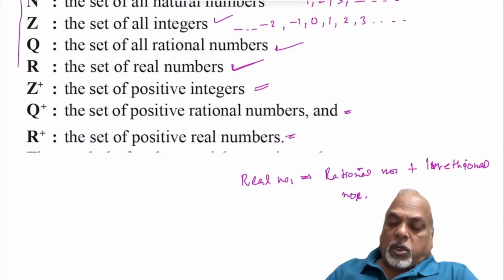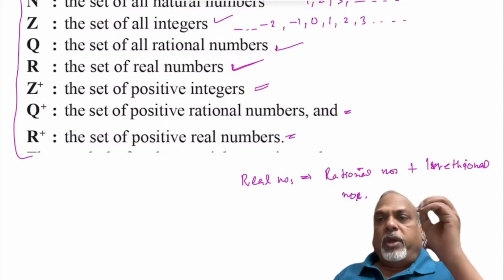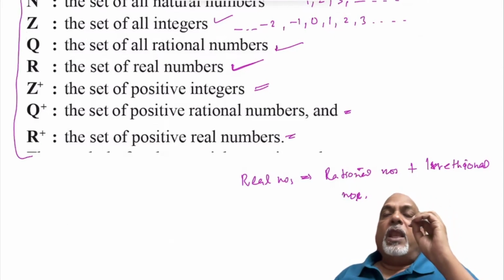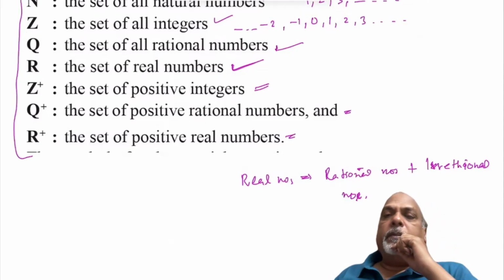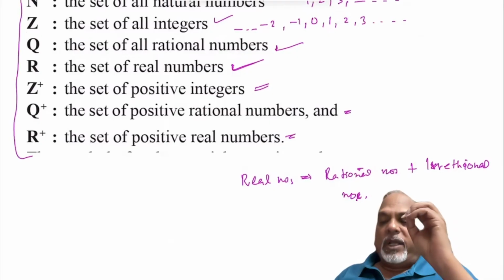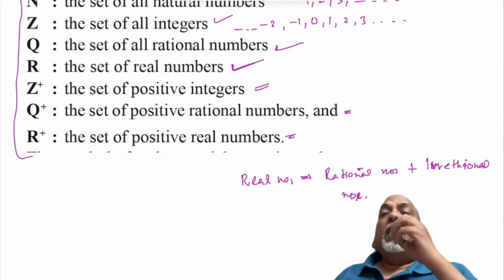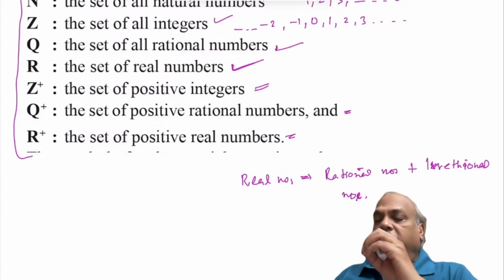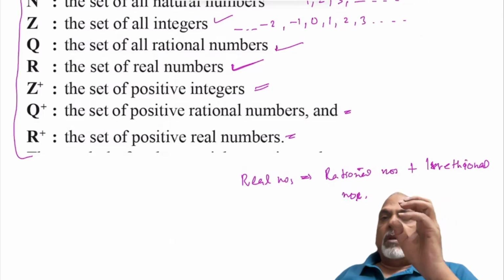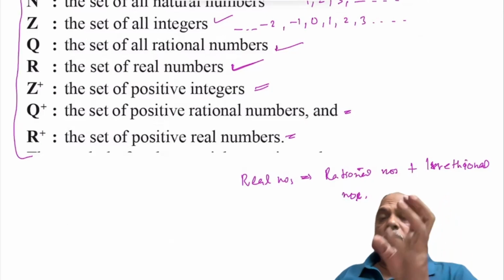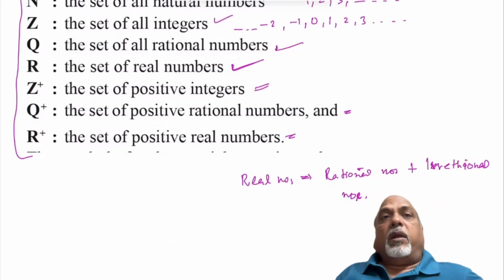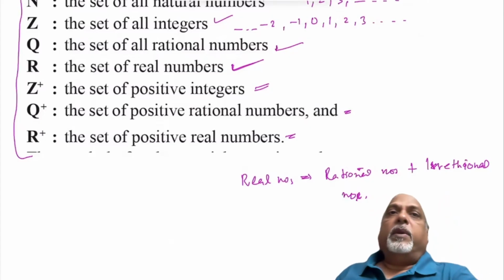Just you have to remember these things because we are going to use these notations very often in mathematics, particularly in this chapter. So, what is N? What is Z? What is Q? What is R? Z plus, Q plus, R plus? You just remember these things because they will be used as they are. Every time nobody is going to write set of real numbers or set of all rational numbers. So please remember all these things. Correct?